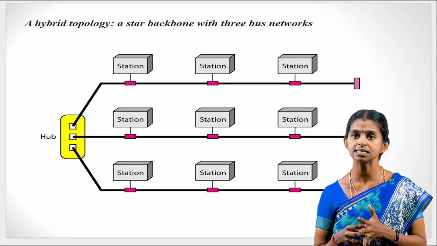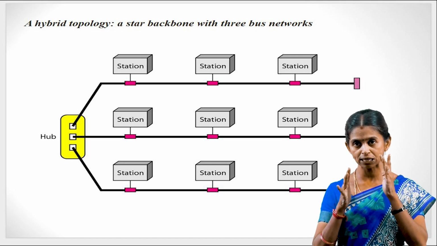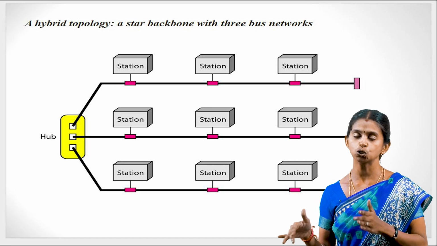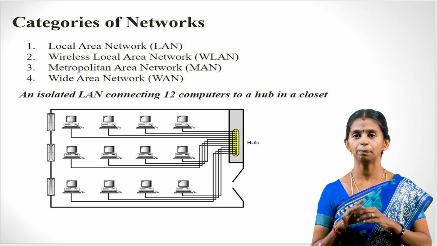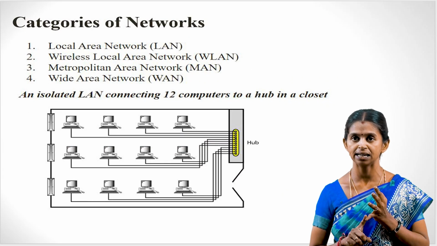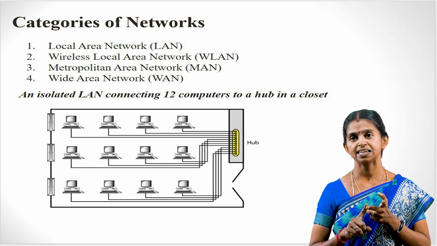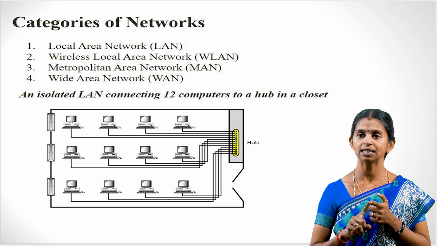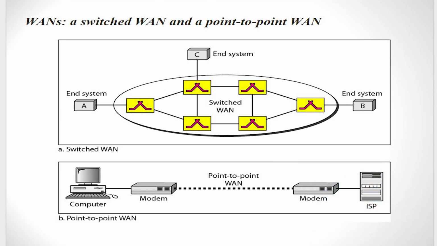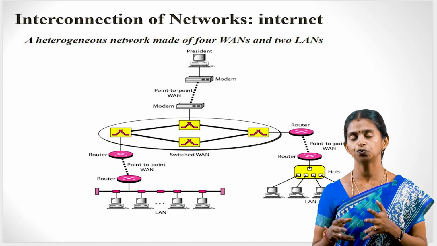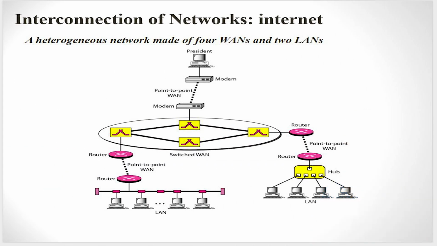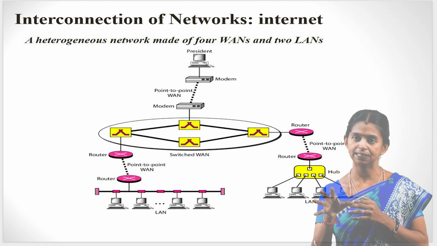Okay, a hybrid topology and its diagram are displayed here. By using the hub, the stations are connected together. Categories of network. There are basically four categories of network: local area network, that is LAN, wireless local area network, that is WLAN, metropolitan area network, that is MAN, and wide area network, that is WAN. A switched WAN and a point-to-point WAN are displayed for your reference, showing how they work. Interconnection of networks, that is the internet: a heterogeneous network made up of 4 WANs and 2 LANs is displayed here.